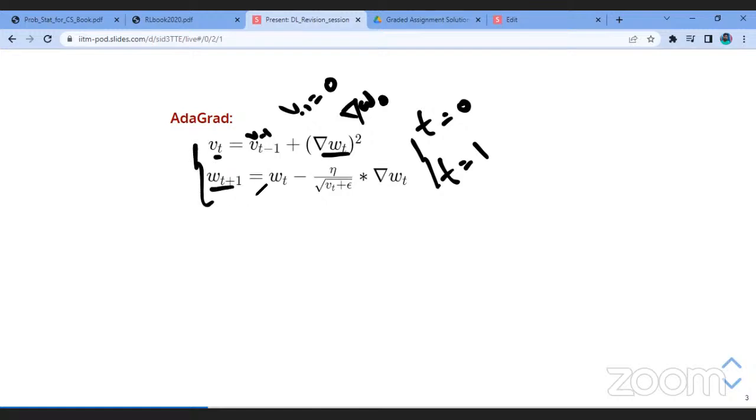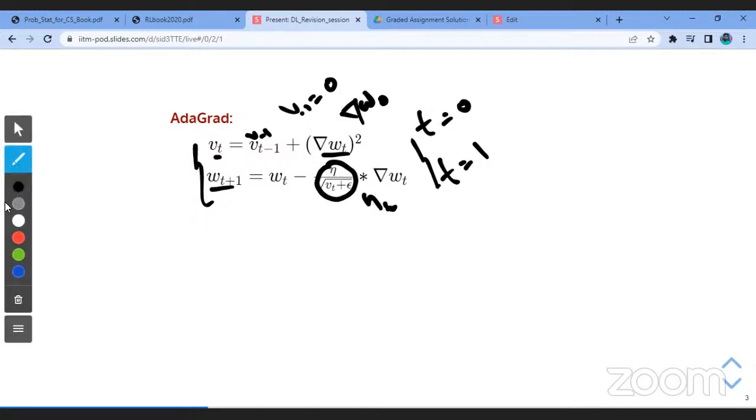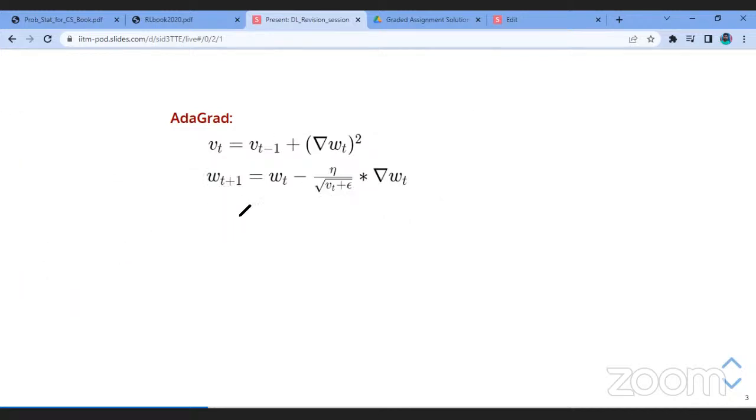Either we ask you to compute the gradient and update the parameter, or we ask you to just compute the effective learning rate eta t alone. Okay, based on the questions. So this AdaGrad is straightforward, and of course there are so many adaptive gradient algorithms. So you need not memorize all these formulas. For AdaGrad it's not that difficult. You can remember it once you understand how it works.